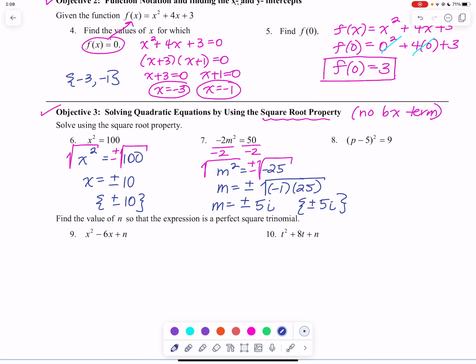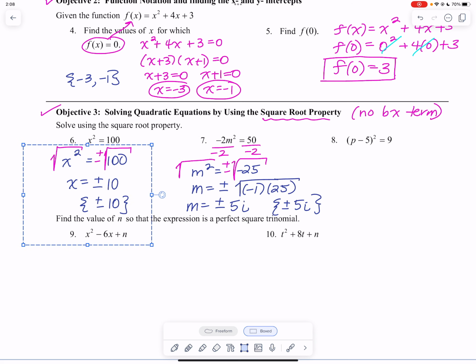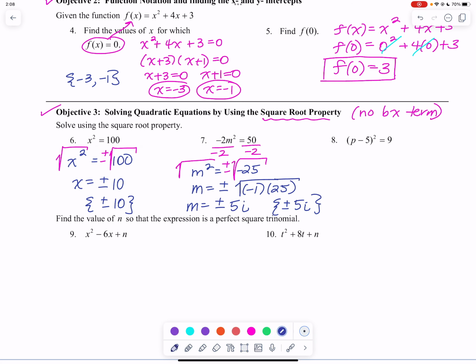Okay, looking at number 8, as you can see, let me write that out. So let's see if I can move this over to the left just a bit, and I could even move this a little bit just so we have a little room. And so now I'll write this out so I can show you that we are going to take plus or minus the square root of both sides, plus or minus that right side, and we have p minus 5 equals plus or minus 3.